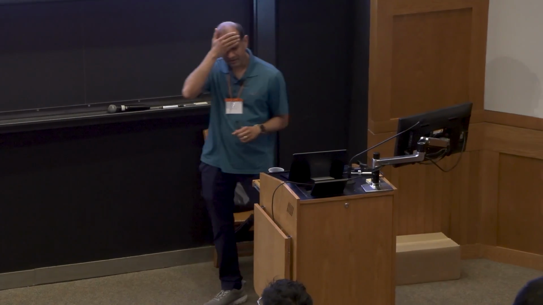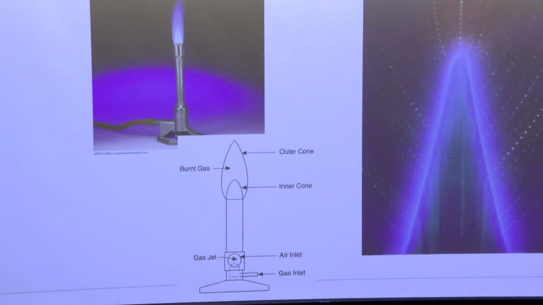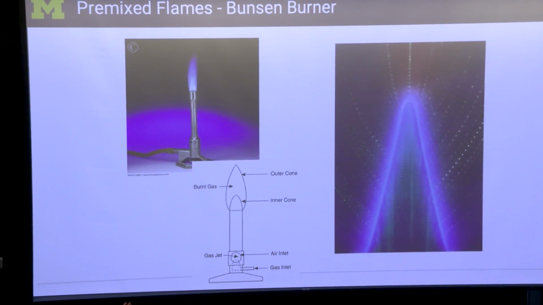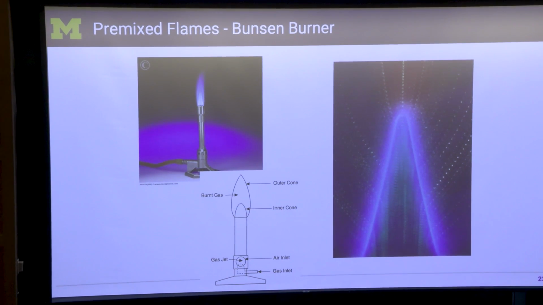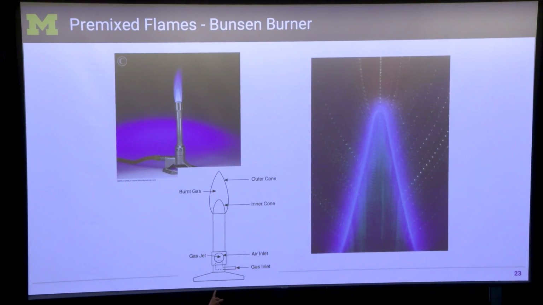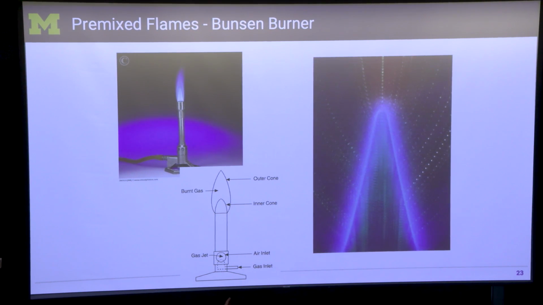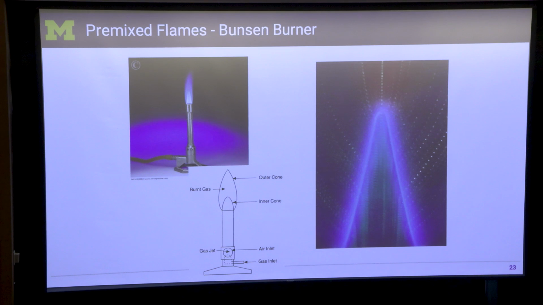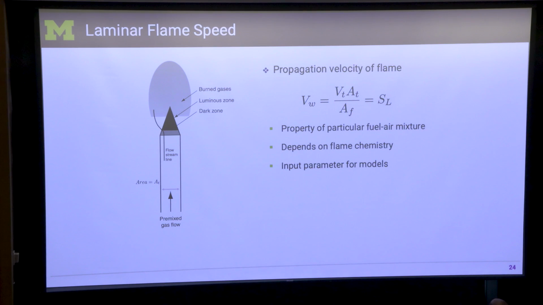So you might have seen this in today's lecture, or maybe you haven't, but you'll see it eventually. You can think of a laminar flame, let's say, that looks like this, but at even lower velocity. And you will have these kinds of structures. There's some inner cone, and then there's an outer layer where you see the luminous part of the flame.